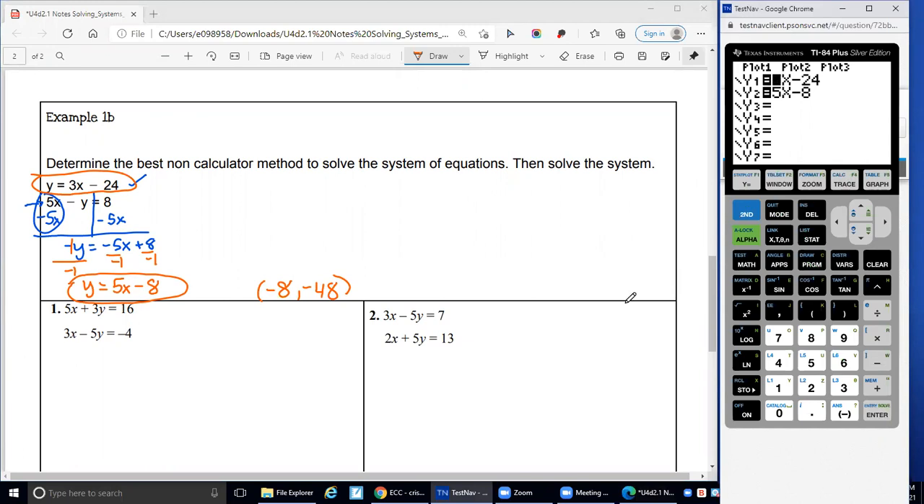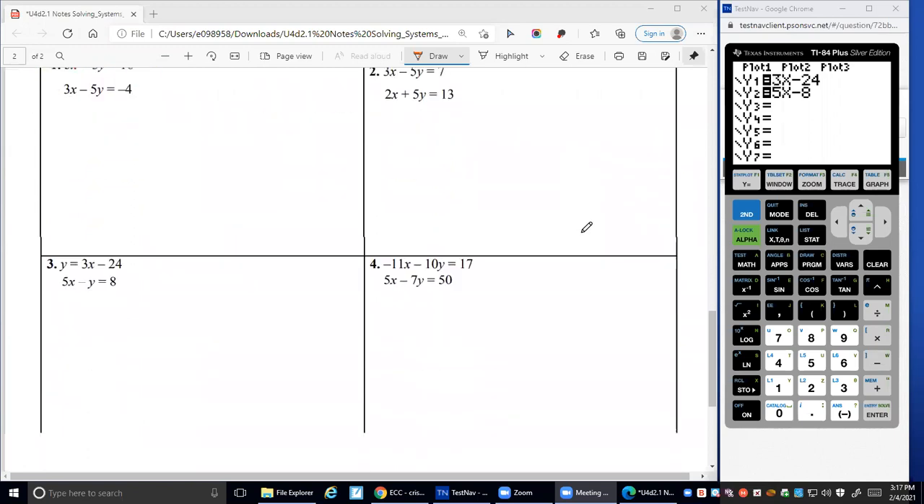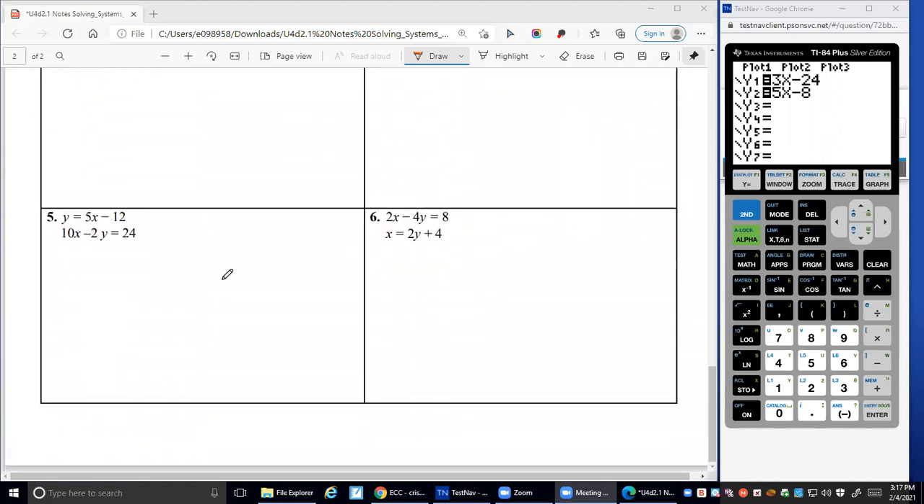Okay. That would be kind of the first thing. Yeah, it looked the same. Okay, guys, so that's basically how you do it on the calculator. I do want to show you two special cases. So let's scroll down to 5 and 6 really quick. We're going to move the X.